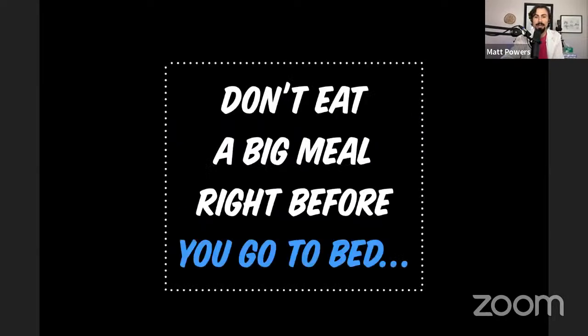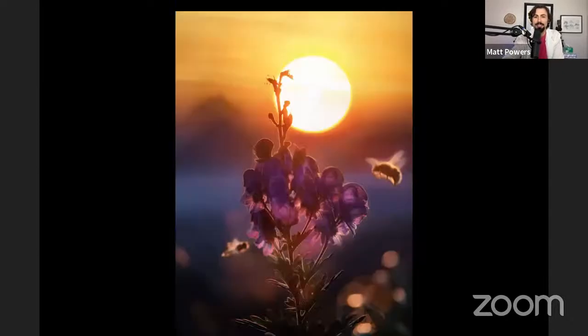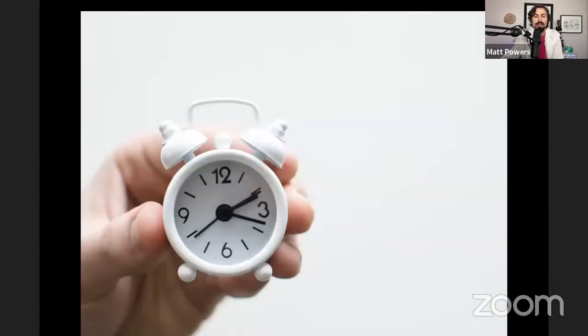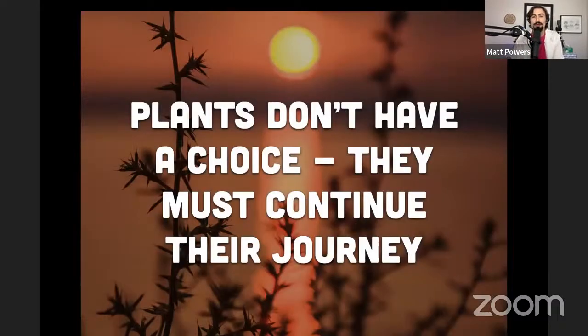So stress signals versus strength. This is really what it comes down to. If you eat a giant meal right before bed, you get indigestion, right? It's the same thing with plants. They need to be able to fully digest their food so they can handle their sugars. They need to go to bed on time, so to speak. And we know our circadian rhythm as humans is so important. More and more we're finding out. And so plants really don't have a choice here. They must continue their journey. They can't put down the blinds if we're extra tired or sick or something.